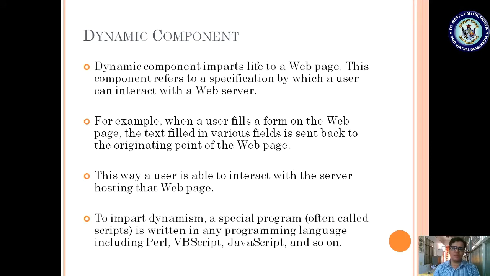To impart dynamism, a special program often called a script is written in any programming language, including Perl, VBScript, JavaScript, and so on. So if you want to develop a dynamic component for any web page, then we have to build that web page with some programming language. What are the programming languages we are using for developing dynamic programs? Perl, VBScript, JavaScript, and so on. By using these programming languages, I can make an effective dynamic component of our web pages.